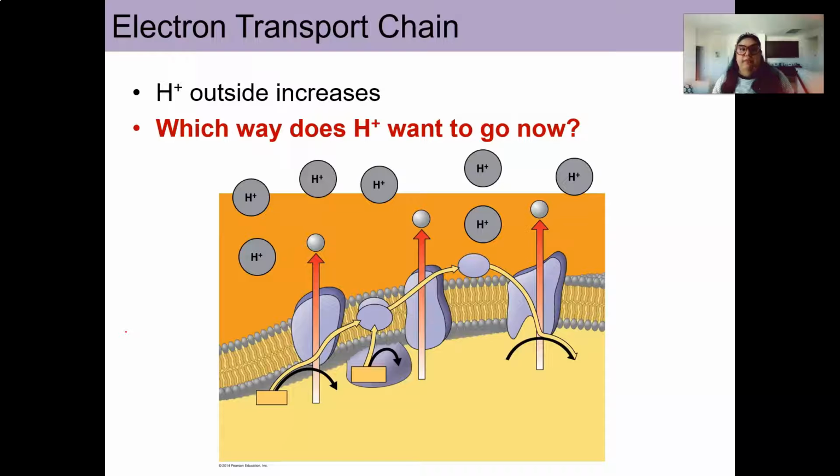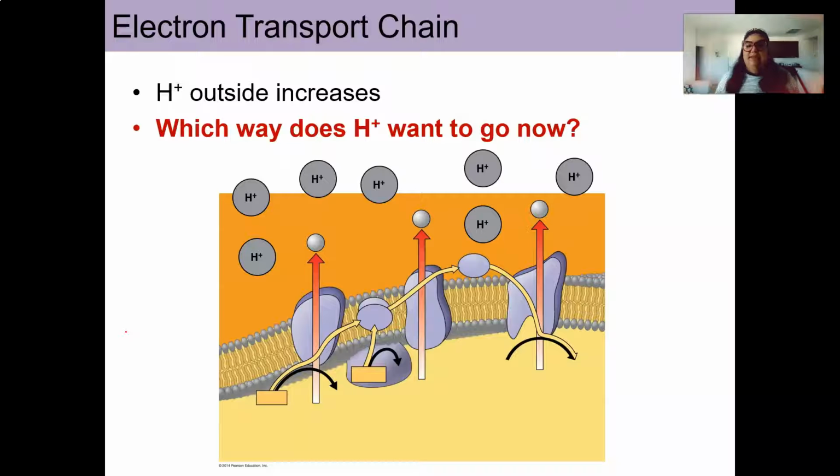So now we get all these hydrogen ions outside. We've moved all of our electrons off of our electron carriers, and it's created this proton gradient. We've pumped all of our hydrogens into our membrane space, and our oxygen has received our electrons.